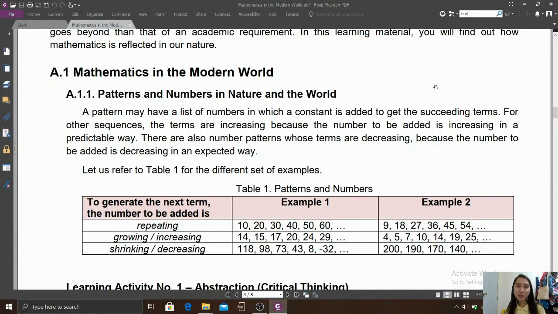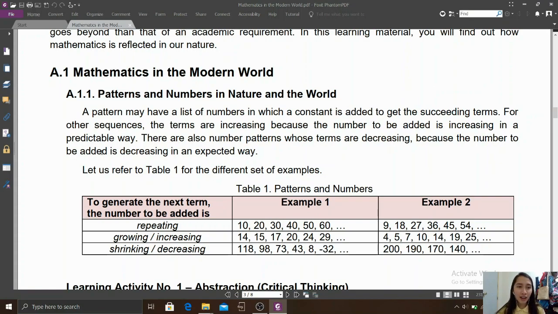Hi, and welcome to the second week of Mathematics in the Modern World. For this week, we'll discuss the patterns and numbers in nature and the world and the Fibonacci sequence.